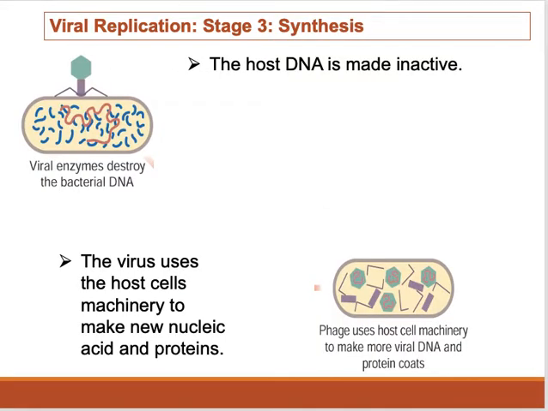Then on to synthesis, stage 3. Synthesize is to make. So the host DNA, first of all, is inactivated. So when the virus DNA comes in here, it deactivates the host DNA, and then it starts using all of the different parts of the host cell to make new nucleic acids and proteins. So it's making new DNA, it's making new proteins, it's making new parts that will eventually be put together to form new viruses. So that's stage 3, the making of these new parts, which is called synthesis.